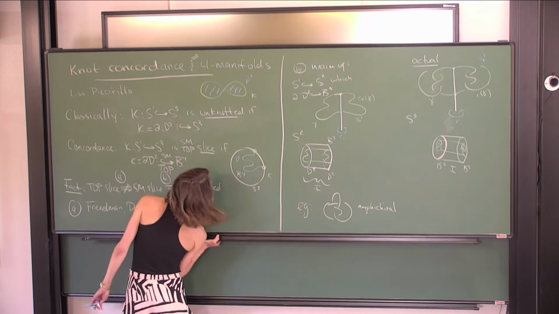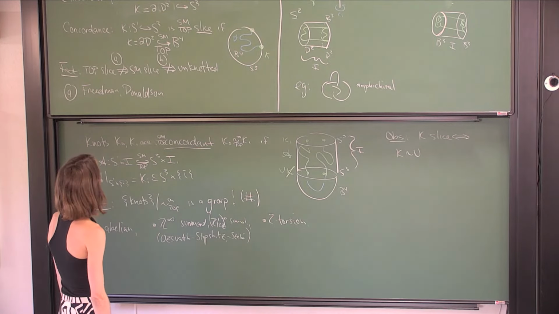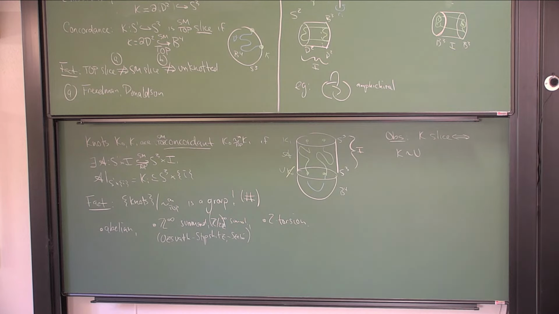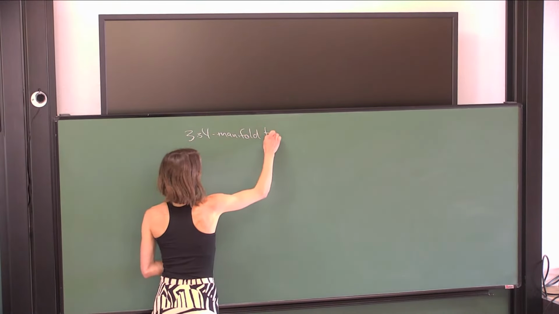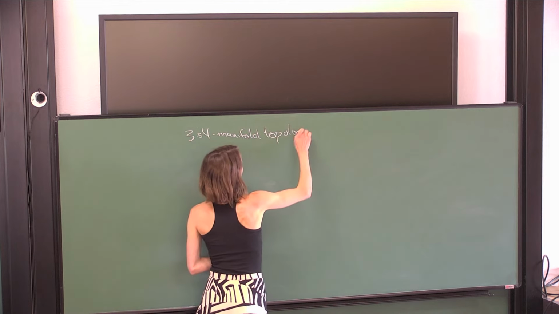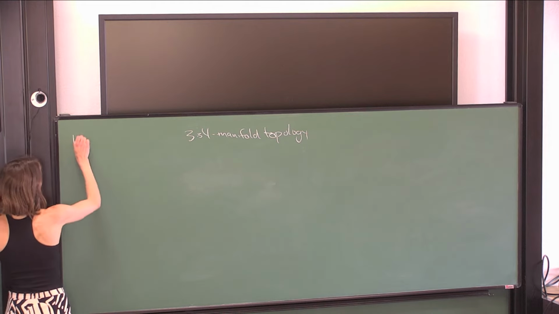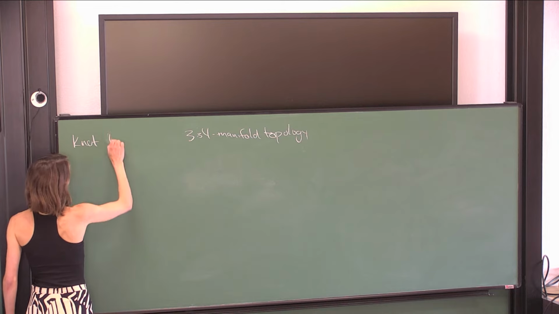Okay, so that's the basics of knot concordance, and it's very nice. But I don't actually care that much about knot concordance. These are not the questions that I get up for in the morning. What I'm really interested in is 3 and 4 topology. And something you learn really early on in your life as a 3 and 4 manifold topologist is that you are not going to be able to get out of doing a whole bunch of knot theory.